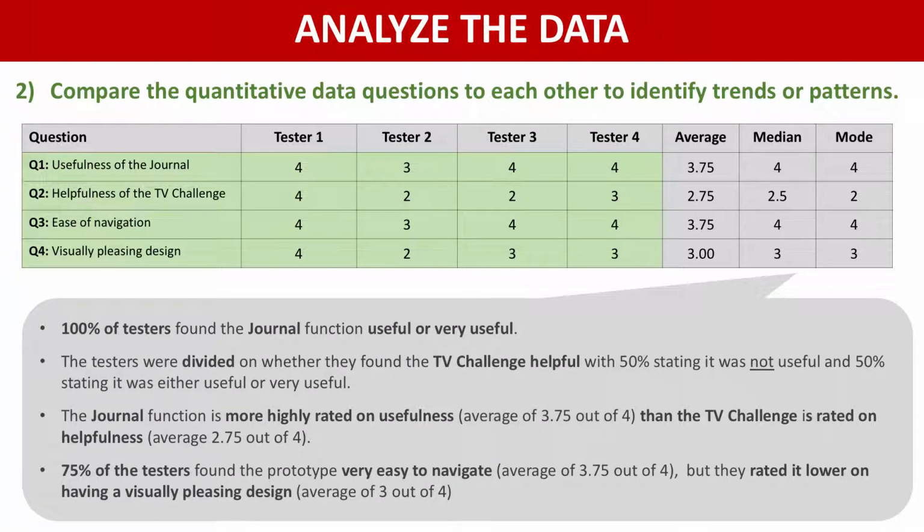Now, bullet number 3 takes a look at question number 1 and question number 2, where we're looking at 2 different functionalities that we included in our mHealth app to allow the users to explore what this app might look like when we fully build it out. We took a look at the journal and we took a look at a TV challenge. Now, it turns out, based on our testers' responses, that the journal function is more highly rated on usefulness, with an average of a 3.75 out of 4, than the TV challenge is rated on helpfulness, which the average was a 2.75 out of 4, which was a complete number, 1 number drop from the 3.75.